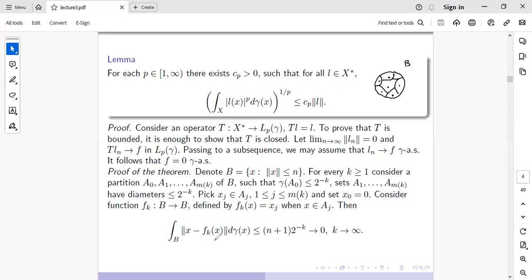Then we estimate the norm of the difference of x and f_k(x). You can think of f_k as a simple function which is easy to integrate. Then if x belongs to, let's say, A_1, then this will be the norm of x minus x_1. But the diameter of A_1 is less than 2 to the power minus k, so we get this estimate. And the same holds for all sets A_1 to A_m. And if x belongs to A_0, then we just have the norm of x, which is less than n.